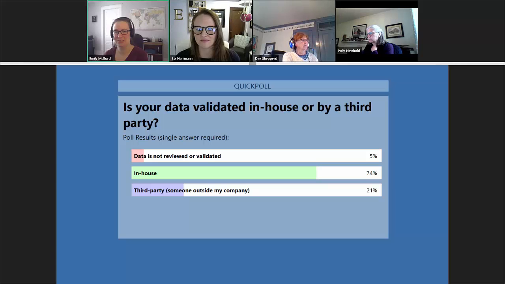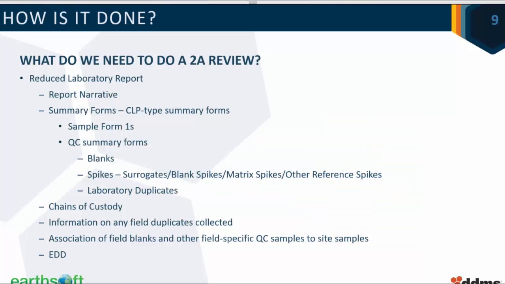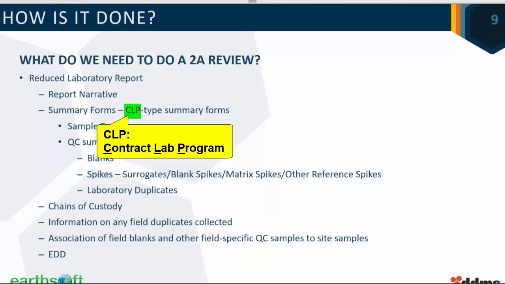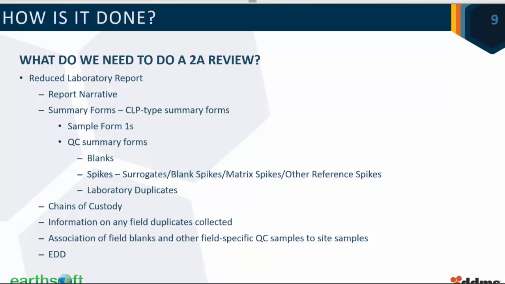Excellent. This is a lineup of what we ourselves look to have when we're going to do a 2A review. Oftentimes, a reduced laboratory report is sufficient to do 2A. The next thing you need besides a good narrative is a set of summary forms. Everybody talks about CLP. CLP is like the Six Sigma of environmental data. There are a series of forms. We still call them Form 1s and 2s and all that, but they are basically the summary forms for all of the analytical results for both the field samples and the QC samples that are included.